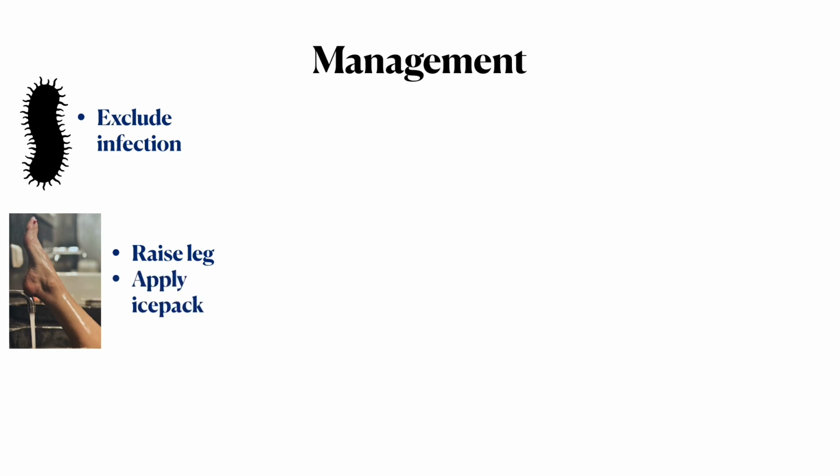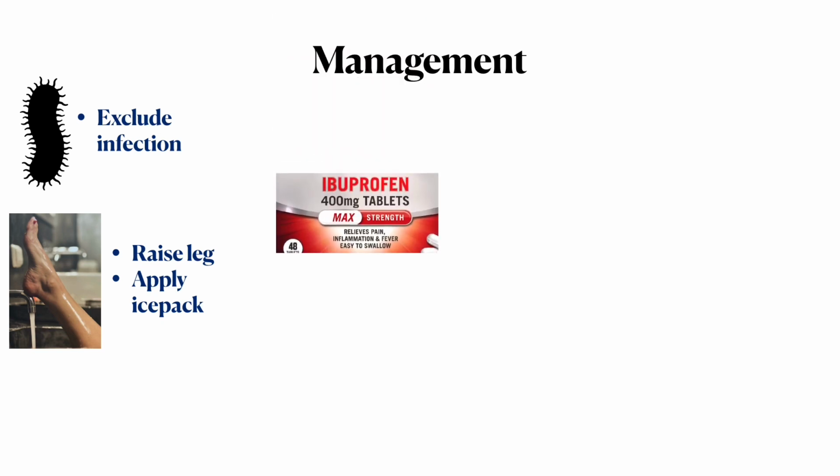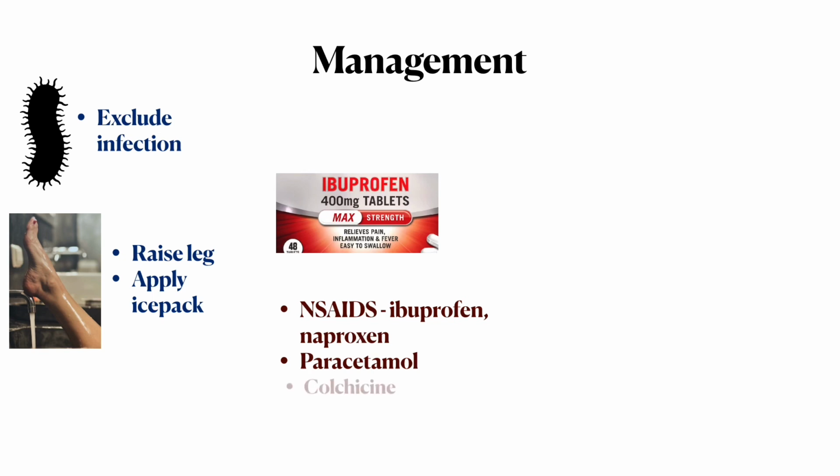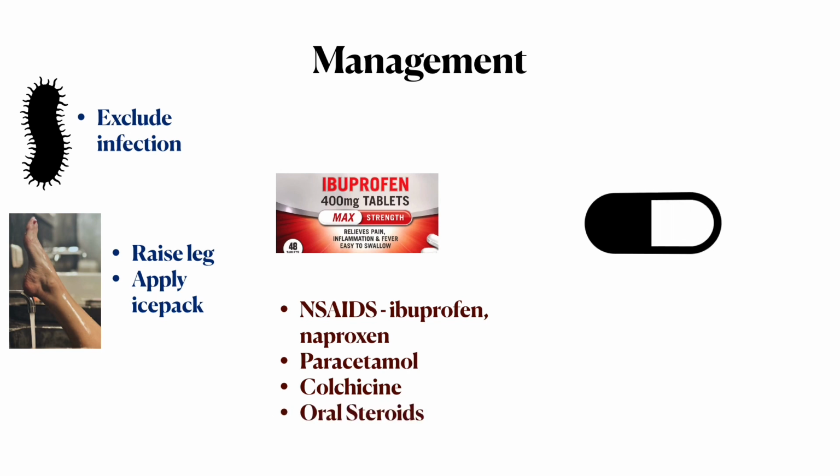We're going to apply some basic things such as raising the leg, applying ice packs, things like that. And then we're going to opt for painkillers to limit the pain and reduce the amount of inflammation. Usually the first line things are NSAIDs, so ibuprofen, naproxen, paracetamol. There's also colchicine as a second line treatment, and also oral steroids if none of that is working out. So those are the medications that we use to try and manage an acute flare of gout.